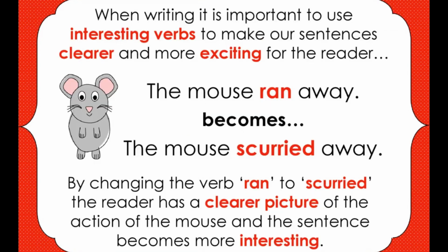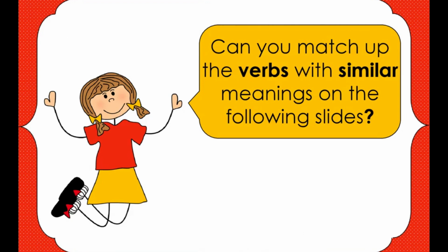When writing, it is important to use interesting verbs to make our sentences clearer and more exciting for the reader. The mouse ran away becomes: the mouse scurried away. By changing the verb ran to scurried, the reader has a clearer picture of the action of the mouse and the sentence becomes more interesting. Can you match up the verbs with similar meanings on the following slides?